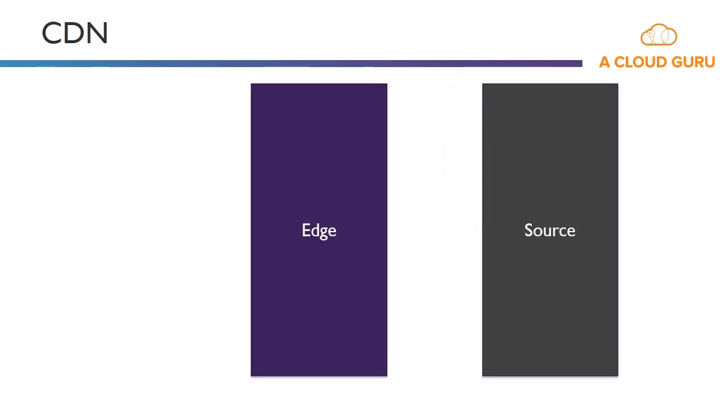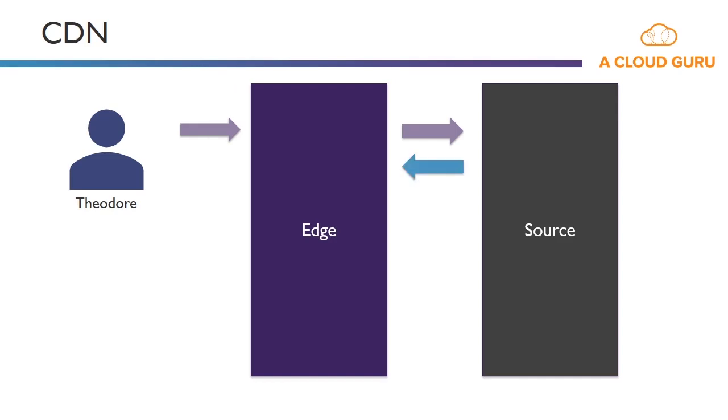And what we do is we put in an edge in between the source and the user. So Theodore, for example, the first time he goes to access the content, will try to retrieve it from the CDN. Now, the CDN doesn't have the content yet. So the edge will go ahead to the source, grab the content, cache it in the edge, and then serve it up to Theodore. Now, his current experience, if he was in, say, one of those regions across the globe, wouldn't be any better at this point.